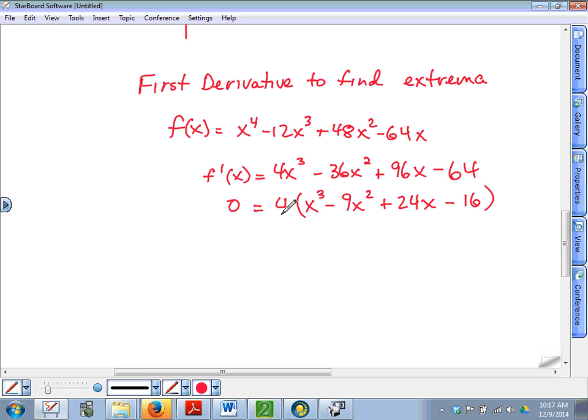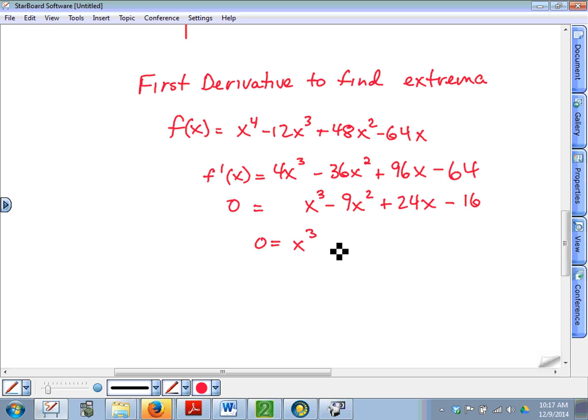Let's do 0 over the 4. The 4 is kind of useless. Divide by 4 on both sides, and the 4 just disappears. Why can't we just divide by x cubed, x squared, and get rid of it? Because we don't know what x is. If x does turn out to be 0, we'd be dividing by 0.